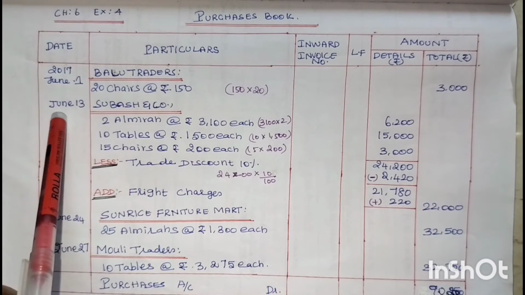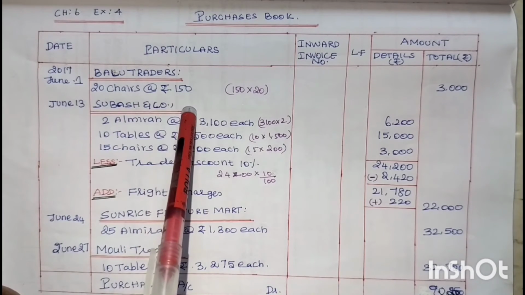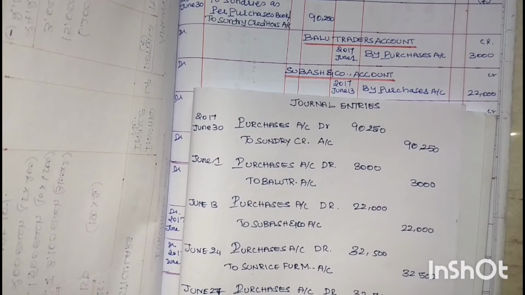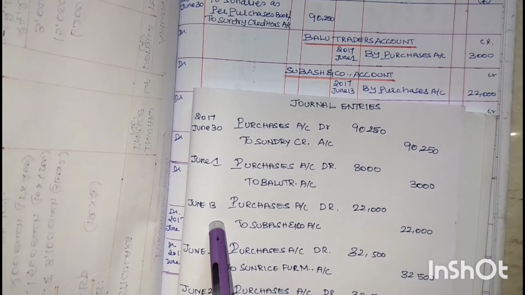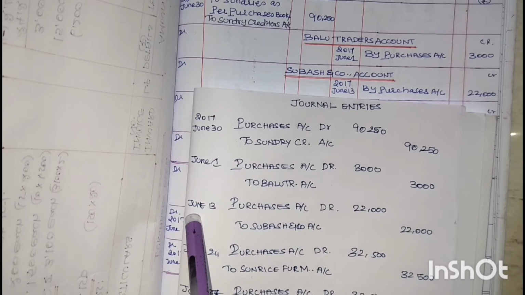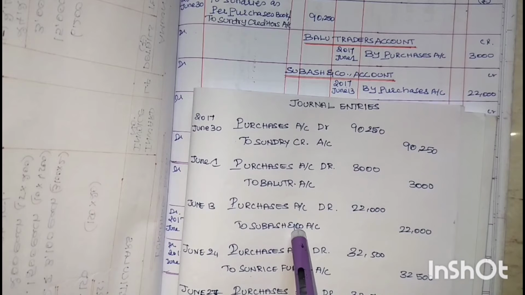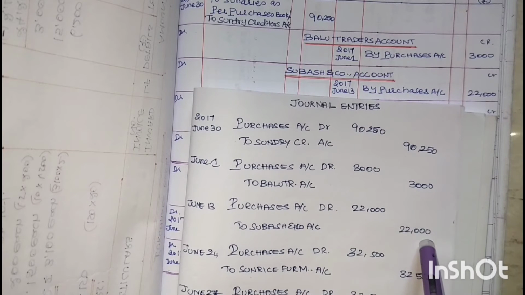What is the next account we are going to post into the ledger account? That is June 13, Subhash and Co., 22,000 rupees. I passed the journal entry for Subhash and Co. What is the journal entry? June 13, Purchases Account Dr. 22,000 to Subhash and Co. Account 22,000.